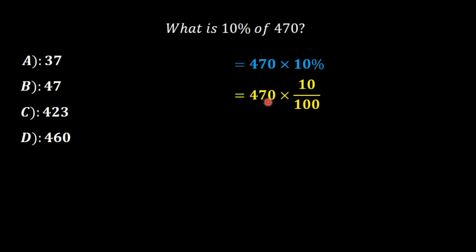Now in the next step, after dividing 10 by 100 we should get the 0.1 value, and 470 will remain the same. Now after multiplying 470 with the 0.1 value we should get 47. It means that for this word problem the answer is B, 47.